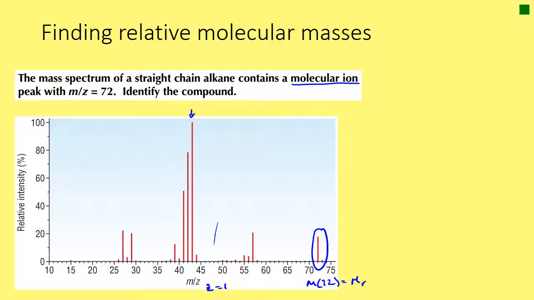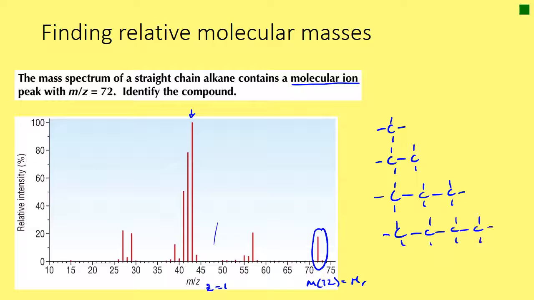So we know that we've got a straight chain alkane. The first of which is methane. The second one is going to be ethane. The third one is going to be propane. Fourth one would be butane. And the fifth one is going to be pentane.